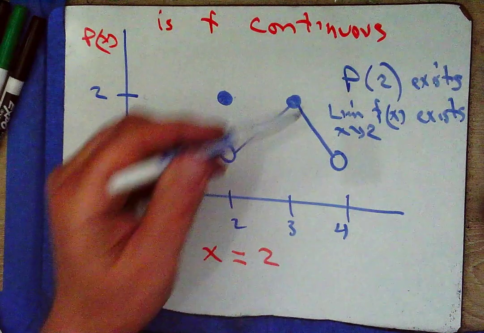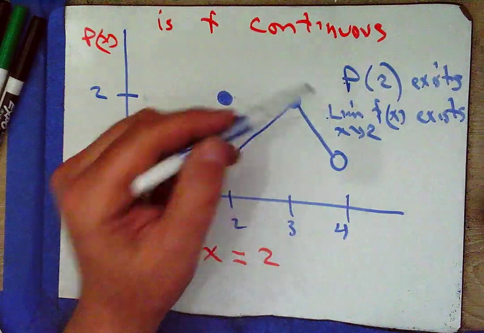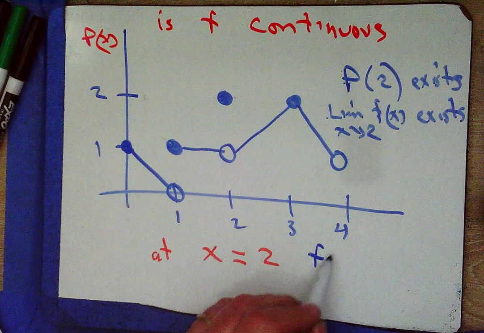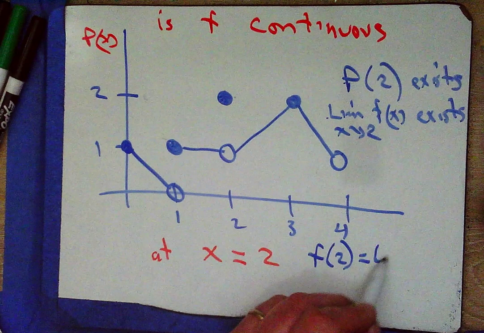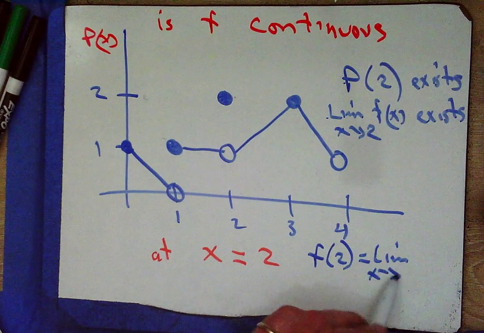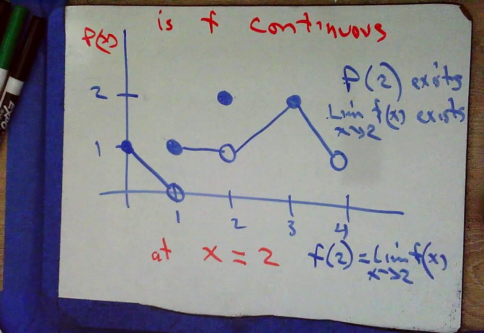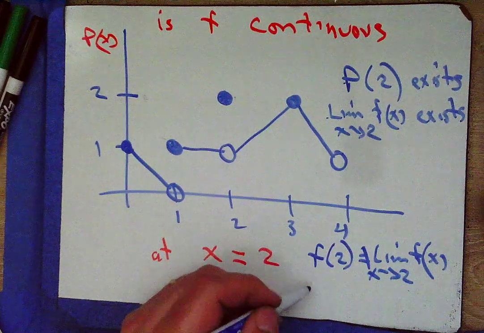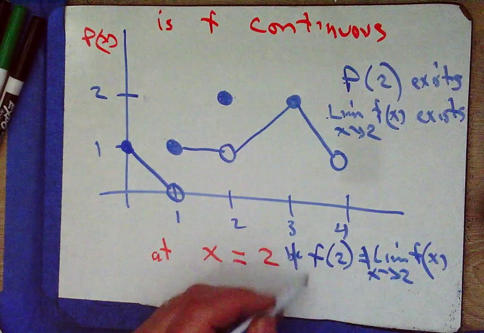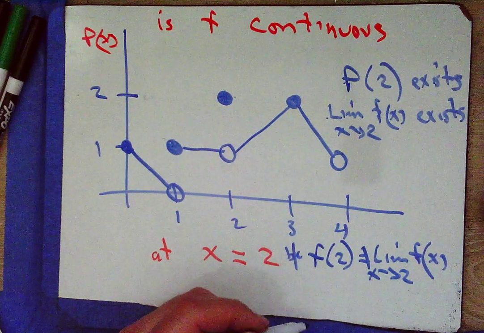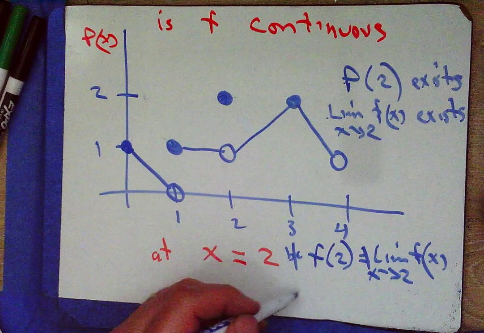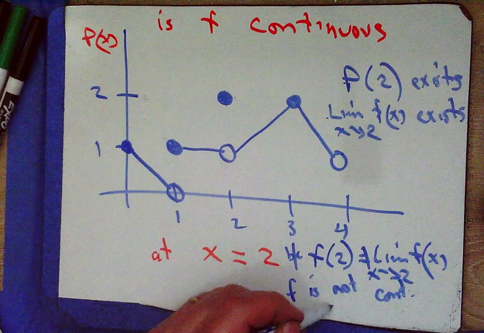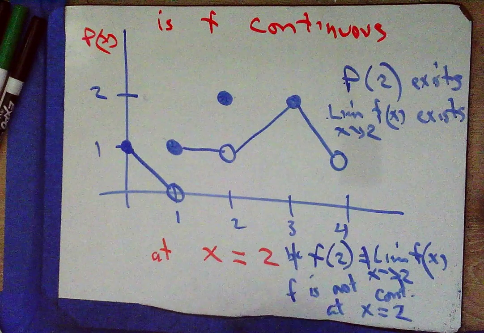But is the value of the point the same as the value of the limit? Because that's the third part of our definition of continuity at a point. The value of the point has to be the same as the value of the limit. That's not true here, and so because f of 2 does not equal the limit of f of x as x approaches 2, f is not continuous at x equals 2.